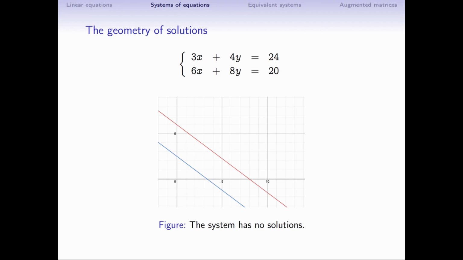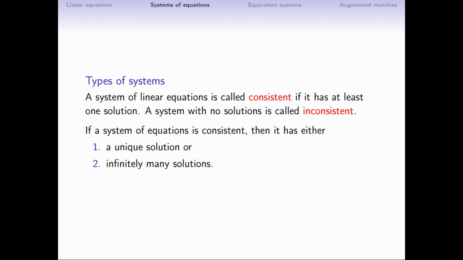It has no solutions. Now, if a system of equations is consistent, that means if it has solutions, then it has either a unique solution or infinitely many solutions. So for example, once you know that a system is consistent and it has two solutions, it must have infinitely many solutions.